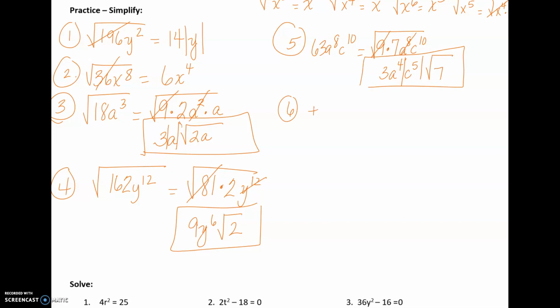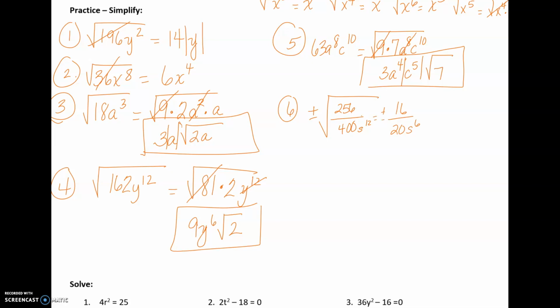Number 6, positive or negative square root of 256 over 400 s to the 12. I feel like my writing is sloppy. All right, 256, is it a perfect square? Yes, it is. It's 16. 400, is it a perfect square? Yes, it is. It's 20. Is s to the 12th a perfect square? Yes, it is. It's s to the 6th. We have plus or minus.